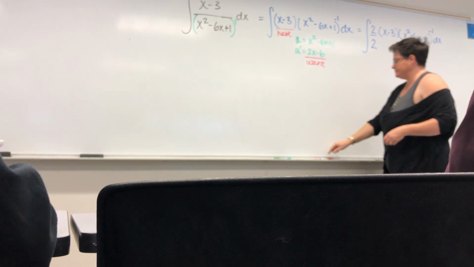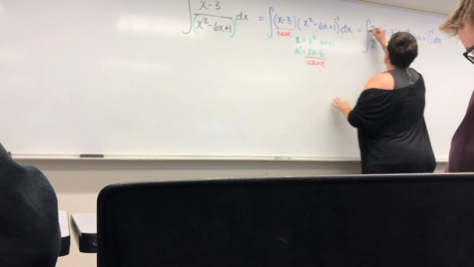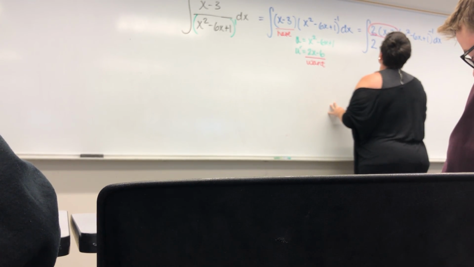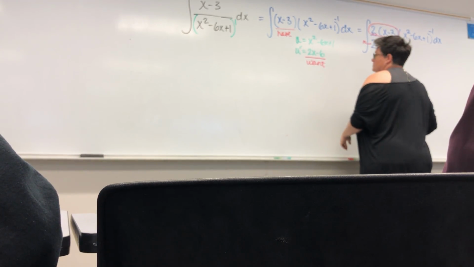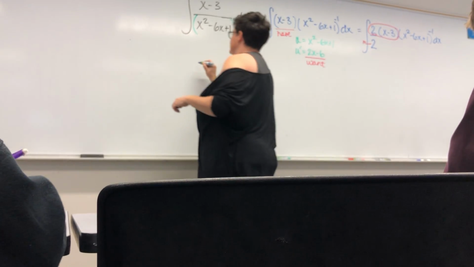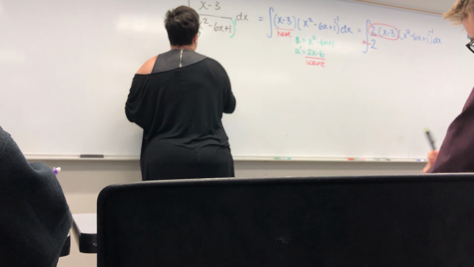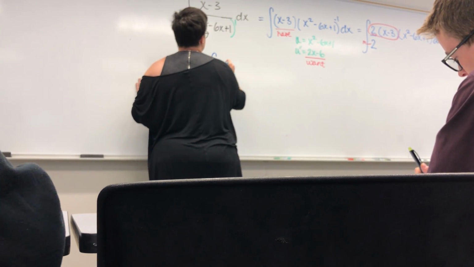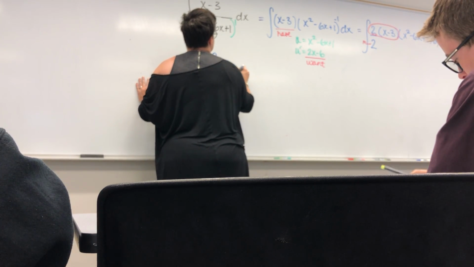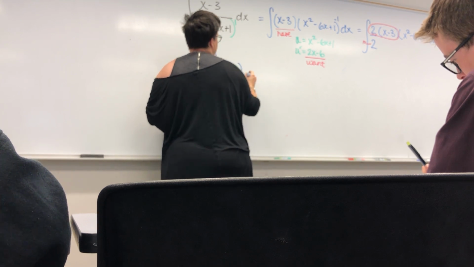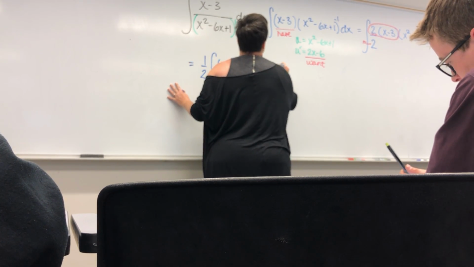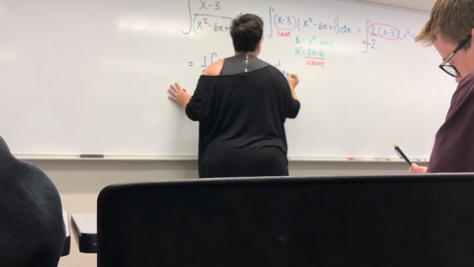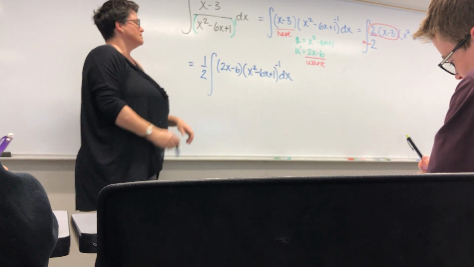Circle what you want, kick out what you don't. So I need all of this to get what I want. And I don't need the 2 on the denominator. So if I rewrite this, I get a 1/2 out front, 2x minus 6, if I distribute that 2, times x squared minus 6x plus 1 to the negative 1 with respect to x. What's my integral, guys?